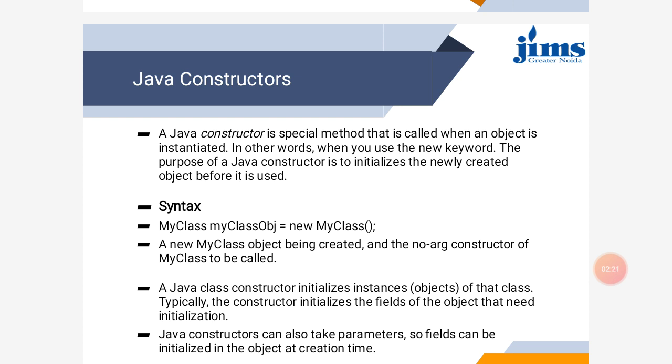What is the meaning? There are two ways. One is the no-argument constructor, that is the default constructor. In the default constructor, objects are initialized with default values. But when we use a parameterized constructor, then we can initialize instance variables at the time of object creation.